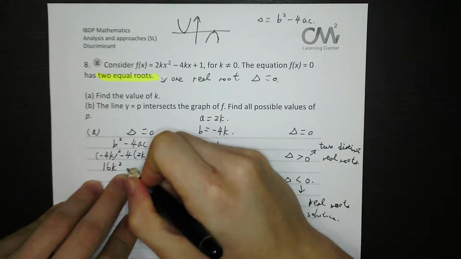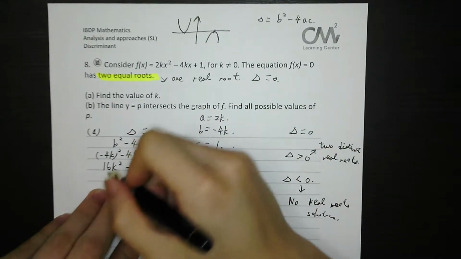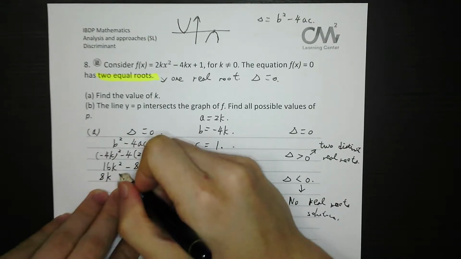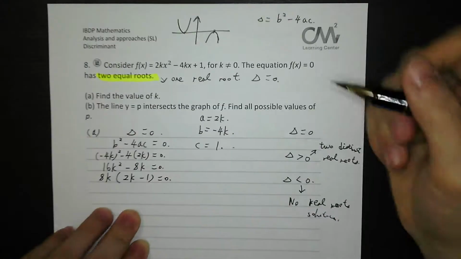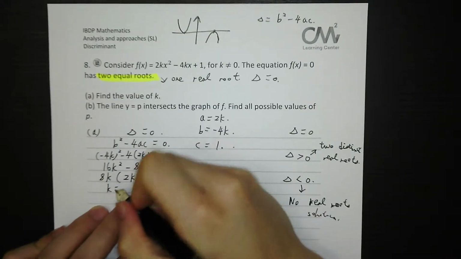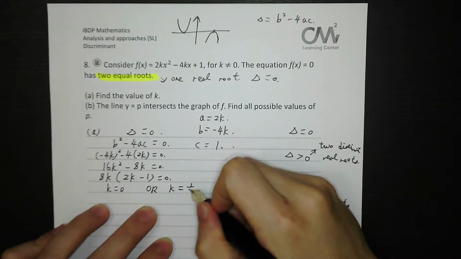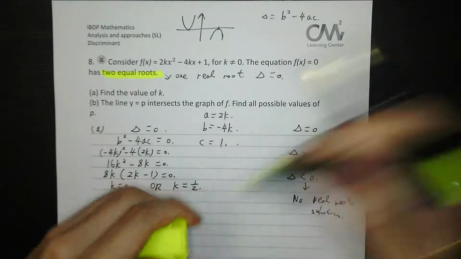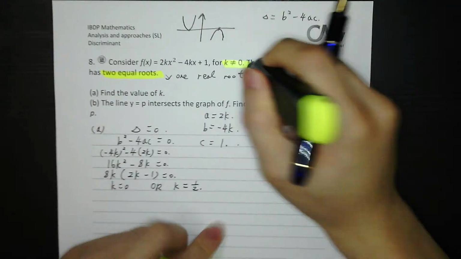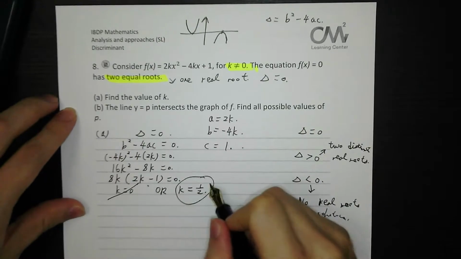Now we can solve for the k values. 16k squared minus 4k equals 0. We can factorize out 4k: 4k times 4k minus 1 equals 0. So k equals 0 or k equals 0.25. But we have to reject k equals 0, because from the question, k is not equal to 0. So k equals 0.25.